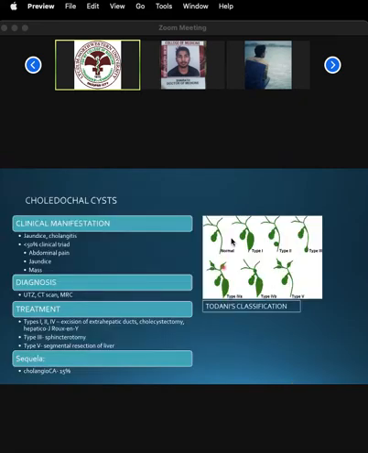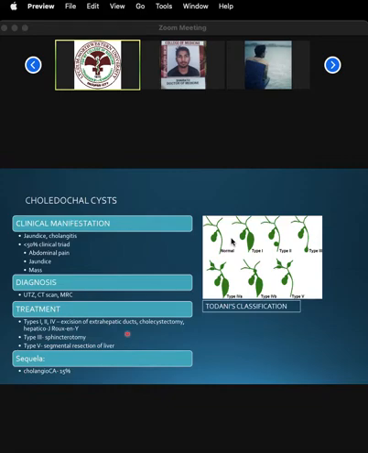We also have the modified Todani classification. Practically, it's almost the same. So your clinical manifestations, patients may present with jaundice and cholangitis. Less than 50% present with the clinical triad of abdominal pain, jaundice, and a palpable mass in the right upper quadrant. So diagnosis, we request for an ultrasound, CT scan, or an MRCP.